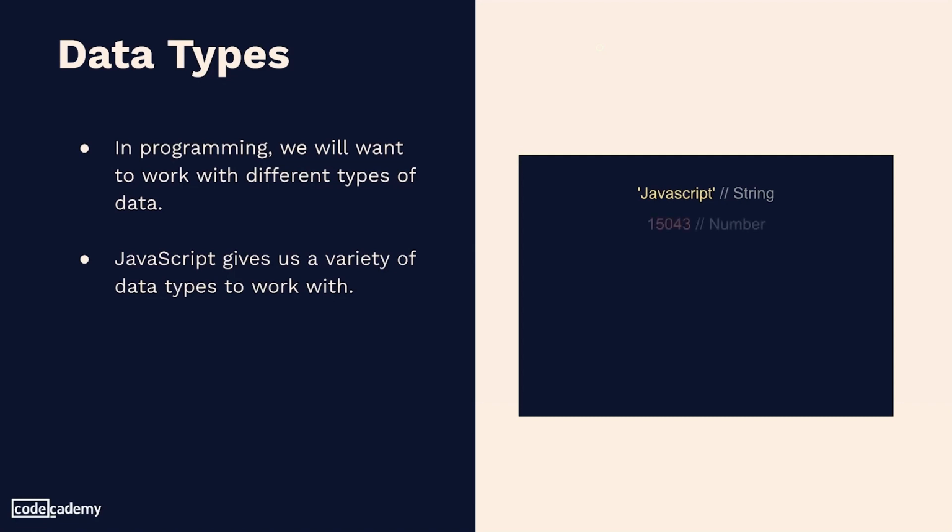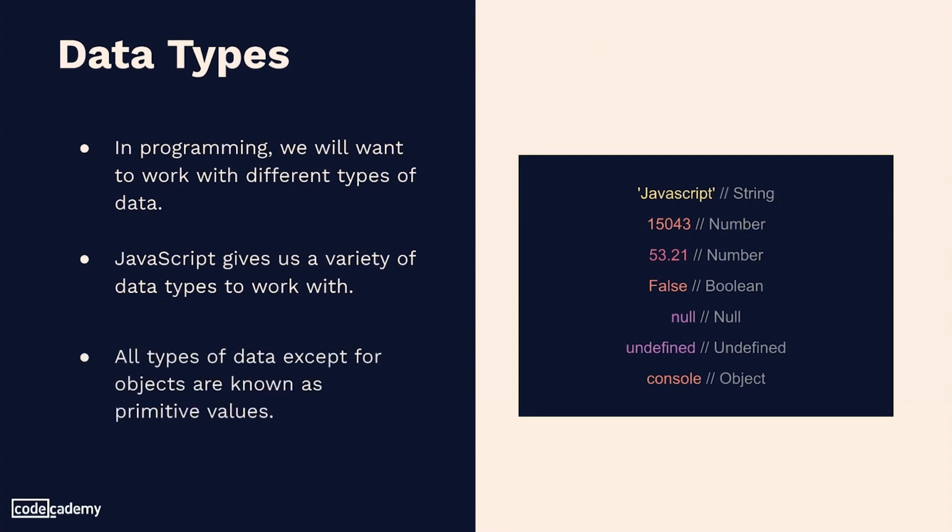We also have numbers, such as whole numbers, or even decimal values. We also have true or false values, known as booleans. We also have common data types such as null, undefined, and objects. All the data types except for objects are known as primitive values. There is another data type not listed here called symbols, but we won't talk about symbols in this lesson. Let's practice defining some data types by moving on to the exercise's checkpoints.